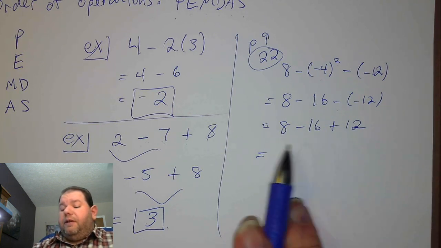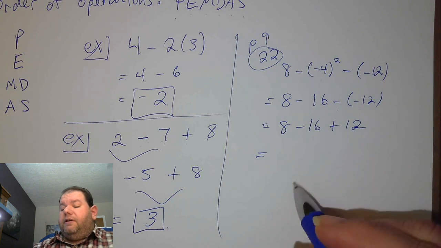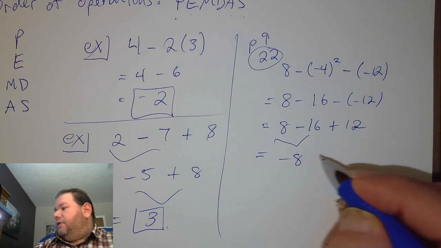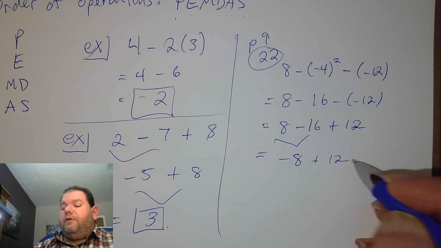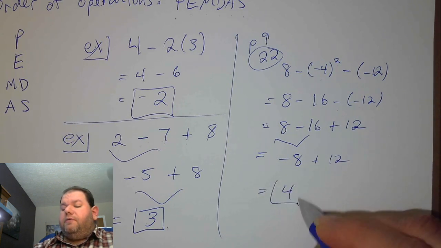And again, working from left to right, 8 minus 16 is negative 8, plus 12 gives us 4.